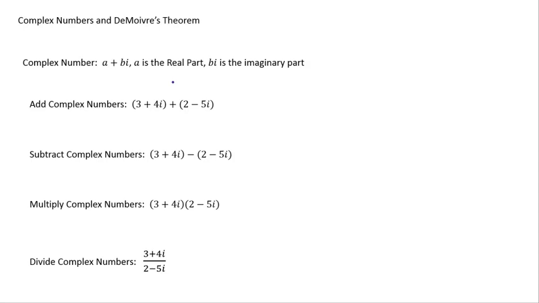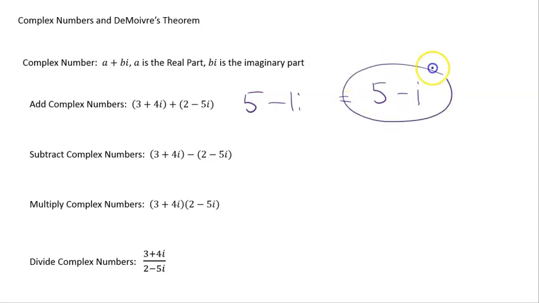Now when you add complex numbers, remember you add the real part, so 3 plus 2 is 5, and you add the imaginary part, 4i plus a negative 5i is a negative 1i. Now, because that's a 1 times i, you can write that as 5 minus i. And you always write complex numbers in standard form the same way, with the real part first and the imaginary part second. How do you subtract them?